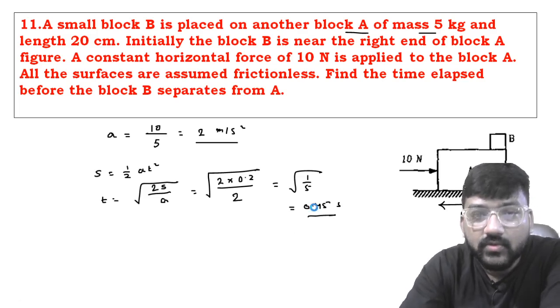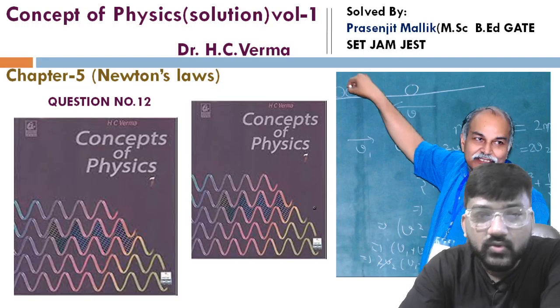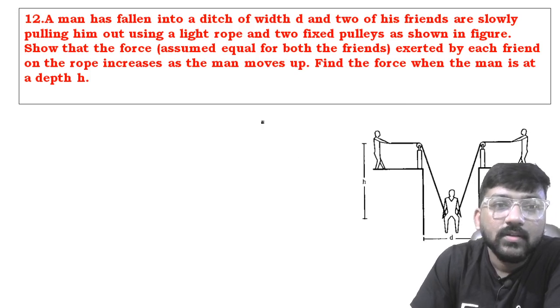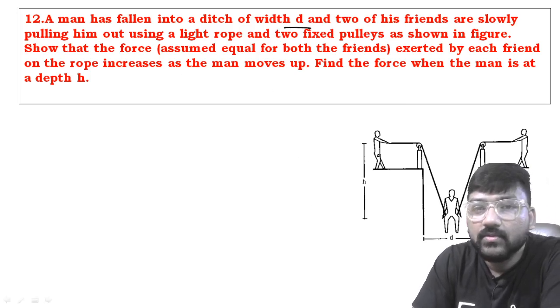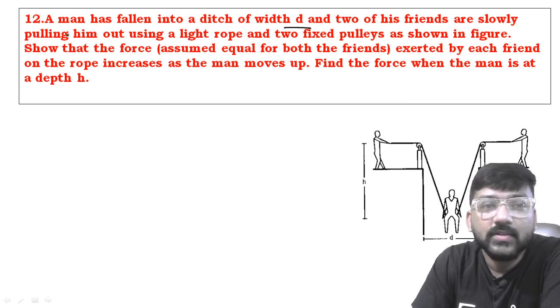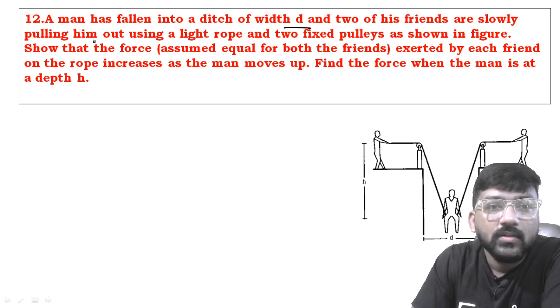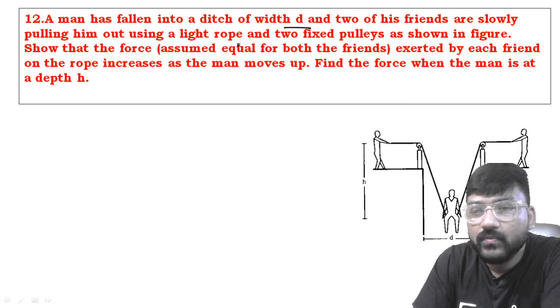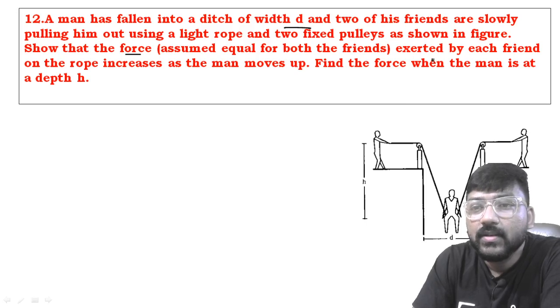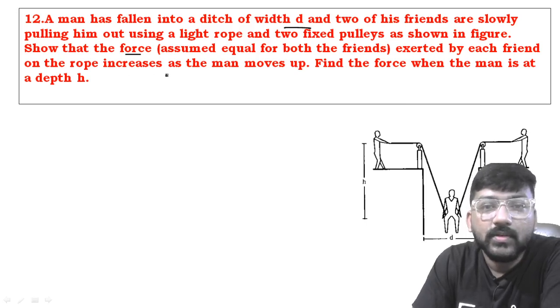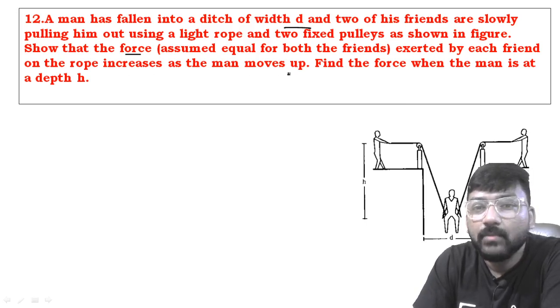Now let me move to the next question. This is question number 12. Here you can see a man has fallen into a ditch of width D, and two of his friends are slowly pulling him out using a light rope and two fixed pulleys as shown in the figure, so that the force, assumed equal for both friends, exerted by each friend on the rope increases as the man moves up.